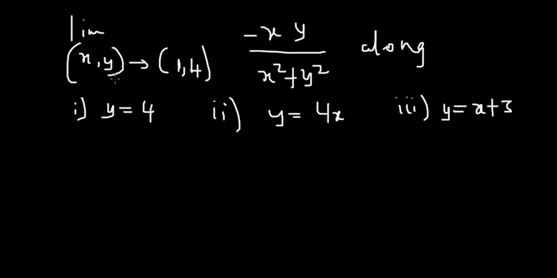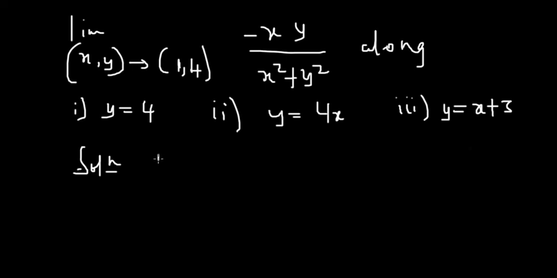But this is a bit different. You are given the limit at x and y, and you are given the values for x and y. So x is 1, y is 4, and then you are given this expression, and you are told to solve this along y equals 4, y equals 4x, y equals x plus 3. So let's see how we solve this. From here, this is quite simple. We know that y equals 4, it's already been given, and from the limit you can notice that y is also 4, and most definitely it means that x is also equal to 1.